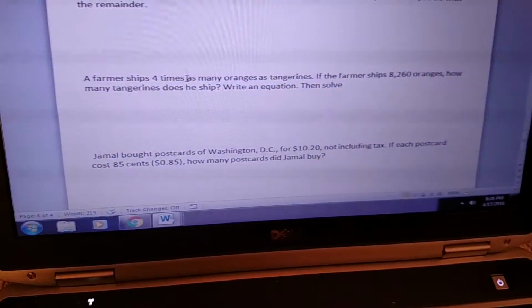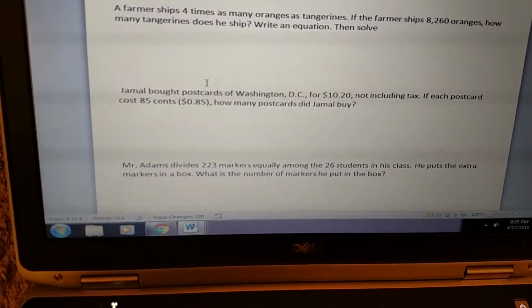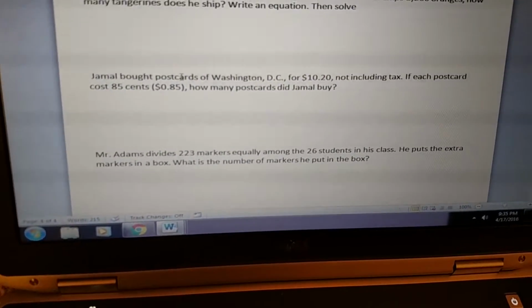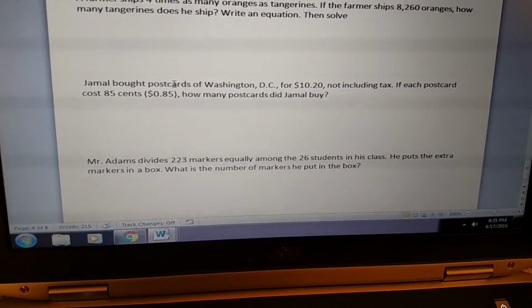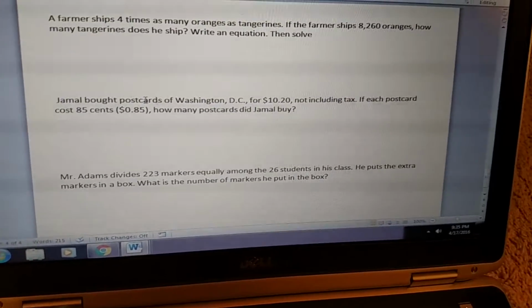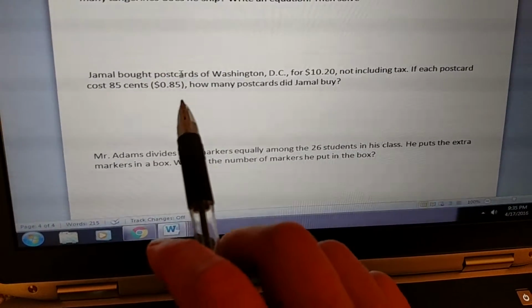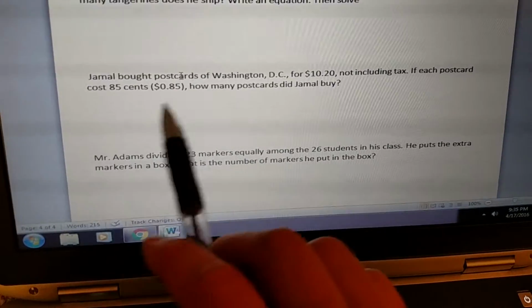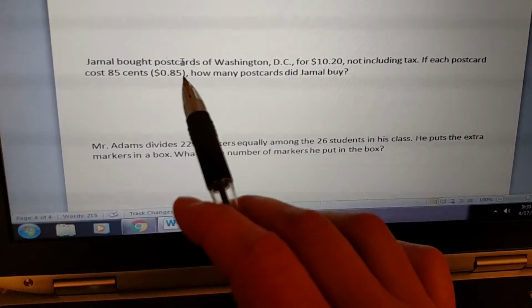And I'll let you guys do the math in that problem, because I know you can do the math in that problem. Next problem. Jamal bought postcards of Washington, D.C. for $10.20, not including tax. If each postcard cost 85 cents, we write that as a decimal that way, 0 and 85 hundredths, how many postcards did Jamal buy? So 85 cents for 1 postcard.